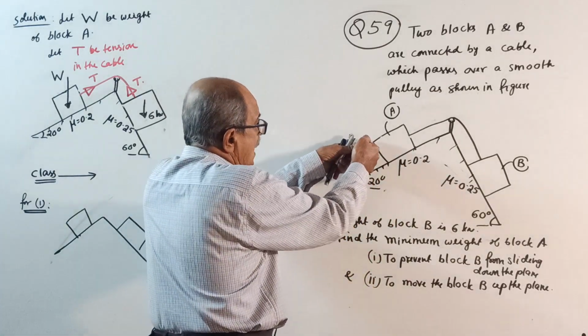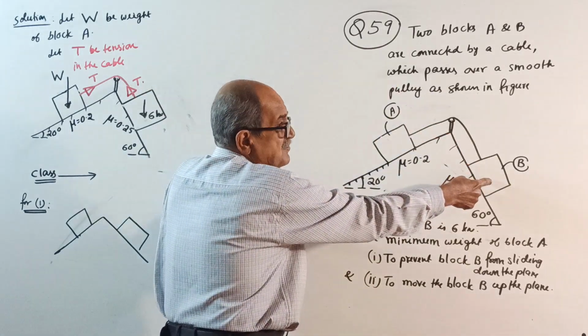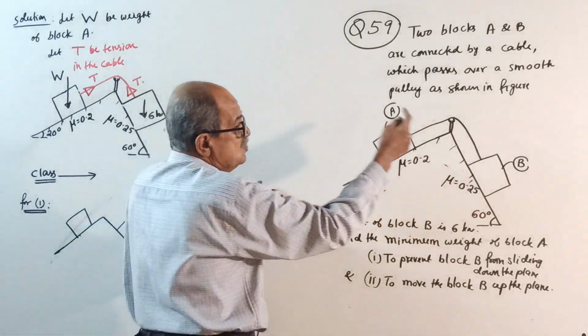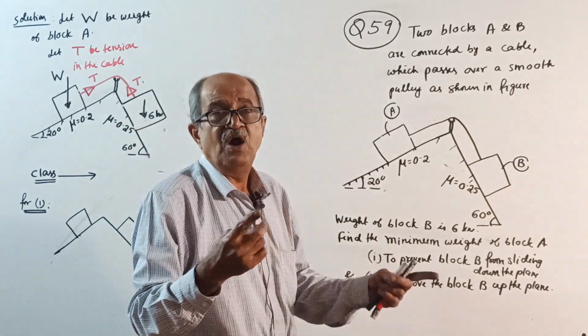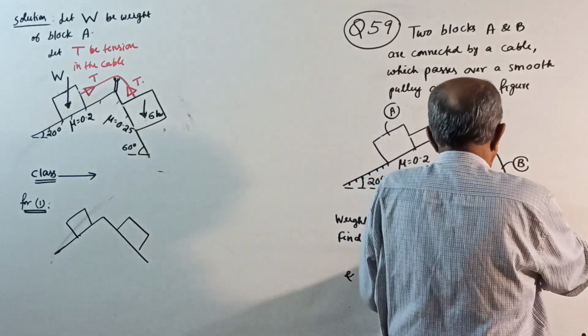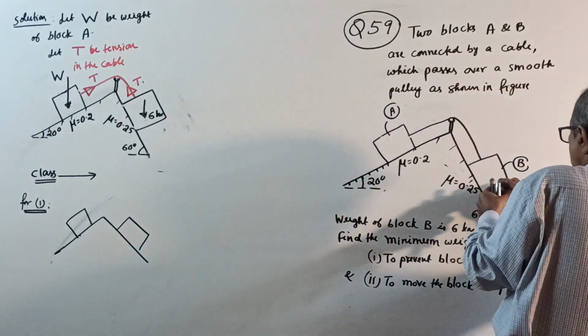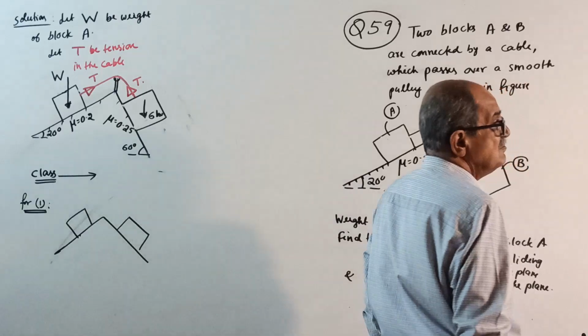So we solved 4 questions. 1. What force is required this way to prevent it from sliding down? Next question, to move it up the plane. Next questions, I don't know in which order. What force is required here to prevent that from sliding down? And what force is required here to move that block up the plane?